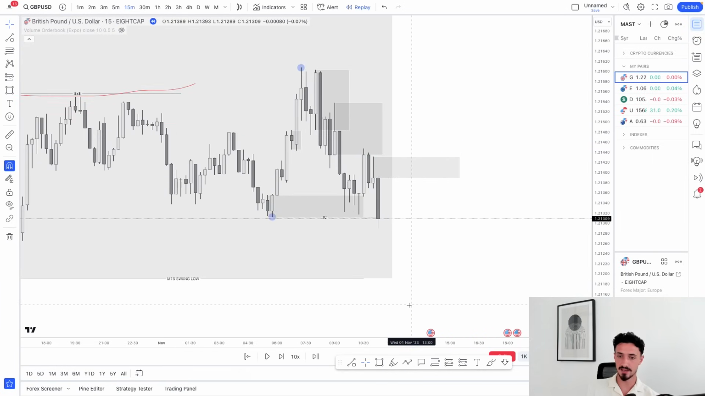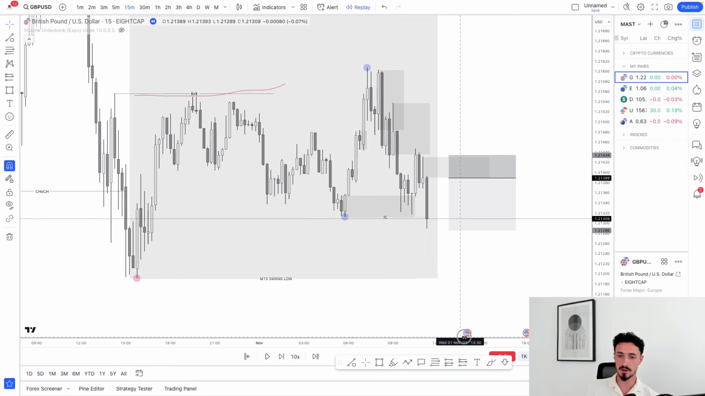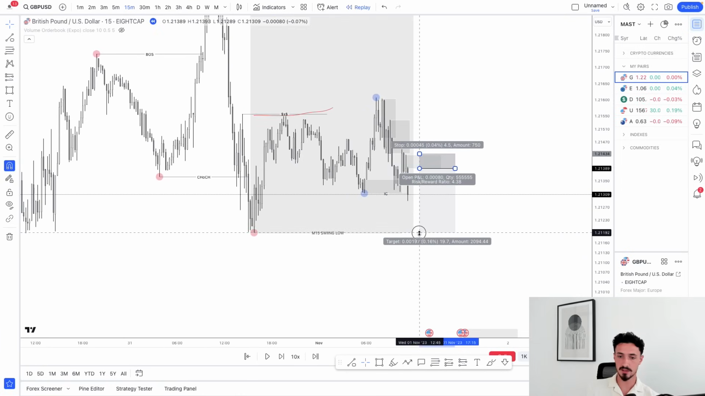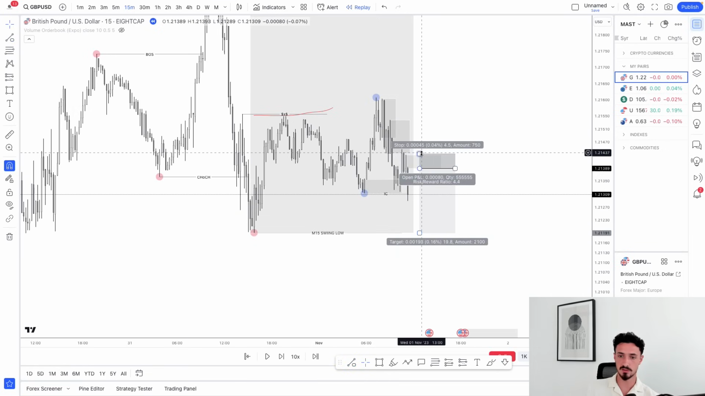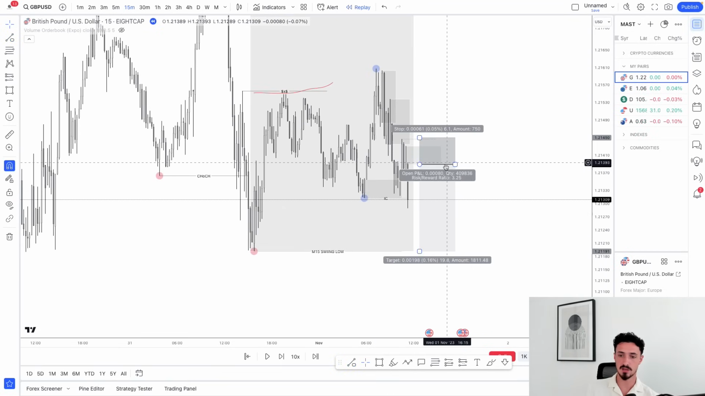You can refine it up into this wick in here and place this short, covering just the high of the wick, targeting where? Where is our expected target? Well, our expected target is the lows in this region, this M15 swing low. So you can do one of two things. You can either just cover the high of the wick, or you can cover the high of the structural point. Whatever makes the most logical sense to you, it usually depends on the size of the risk reward.